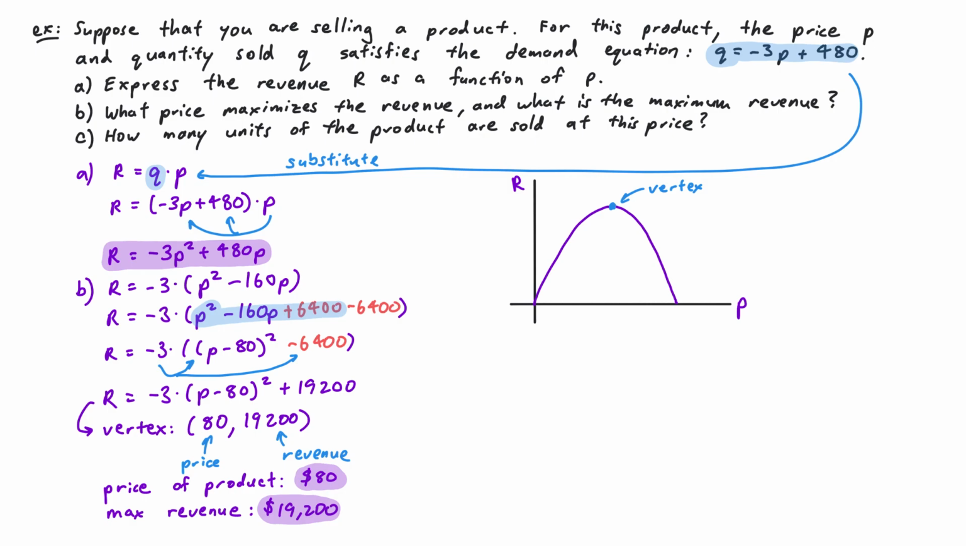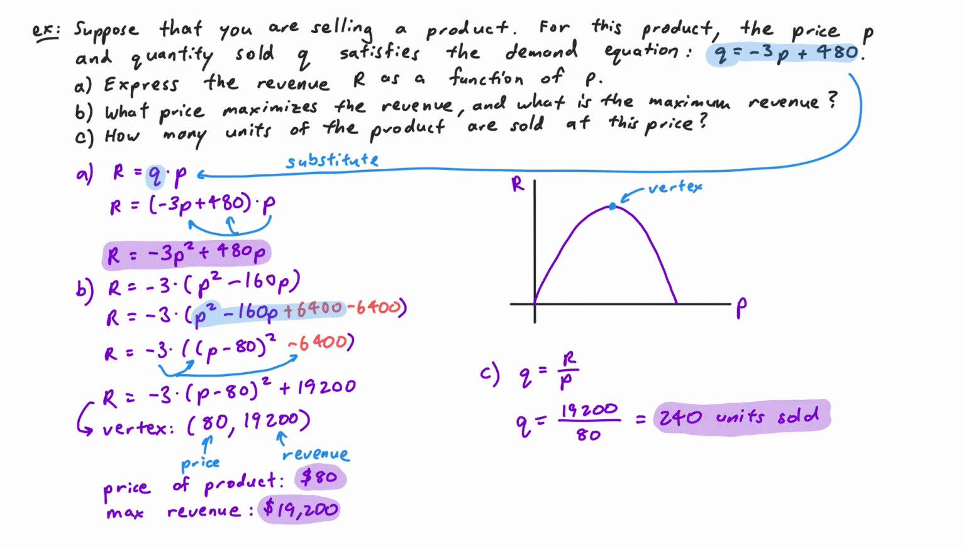So remember that we have this relationship that revenue is equal to quantity sold times the price. So if you want to find the quantity sold, you take this equation and you divide both sides by the price. You get the relationship that the quantity sold is equal to revenue divided by the price. So using the revenue and price that we obtained from part B, we have that the quantity sold is equal to 19,200 divided by 80, and we get 240 units of our product sold.